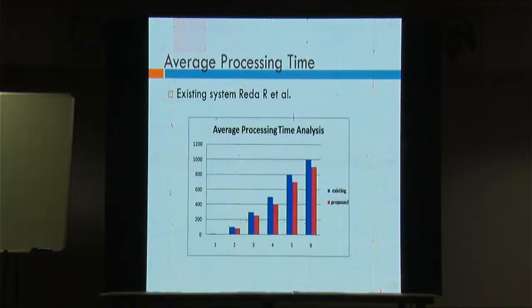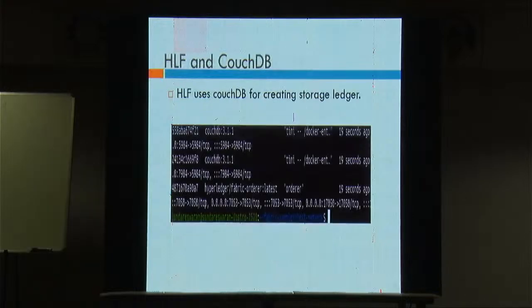And this is a dataset from 0 to 1200 records that we have taken for comparison with the existing systems. We have taken 6 scenarios and proved that our system performs better in processing time. Processing time matters, otherwise if the response time is very slow, no one will use our system.